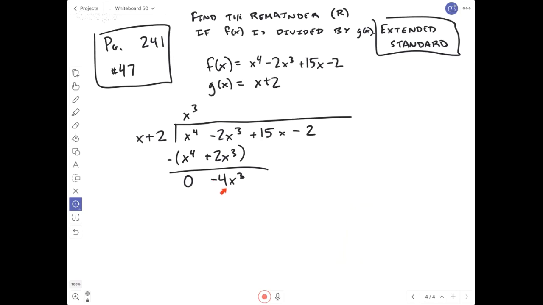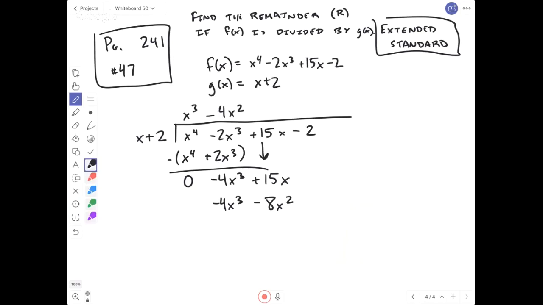X goes into negative 4x cubed, negative 4x squared times. Oh, I forgot to bring down the 15x. Negative 4x squared times x is negative 4x cubed. Negative 4x squared times 2 is negative 8x squared. Negative 4x cubed minus negative 4x cubed is 0. I have no x squareds to add to. So minus negative 8x squared is positive 8x squared.